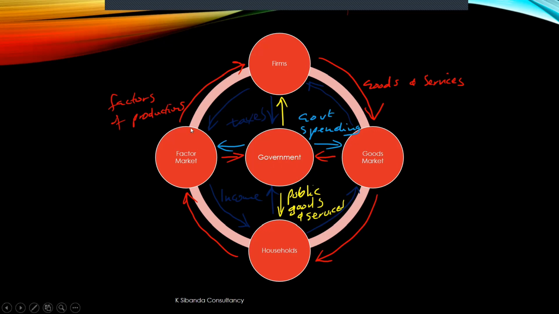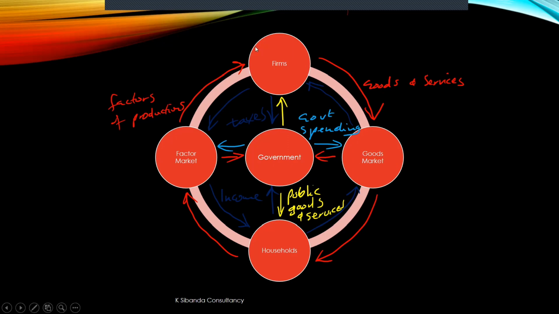So the government can also employ, can also hire, can also buy from the factor market any factor of production that it needs for the production of the goods and services that it supplies. So we find the government being an active player as well in the factor market. So the government becomes very important in an economy.